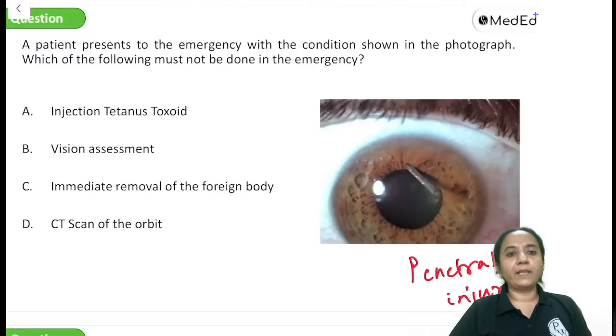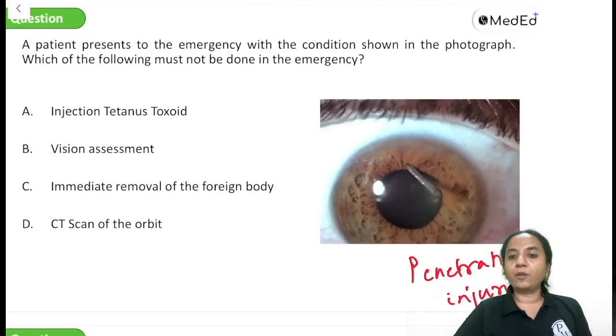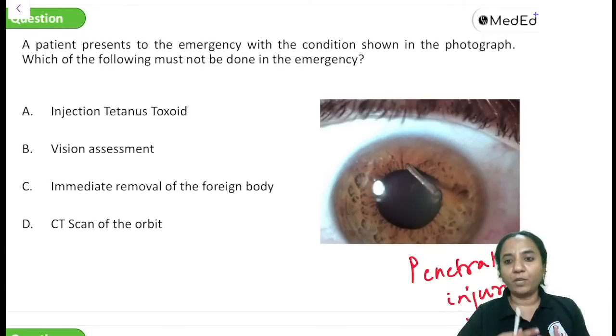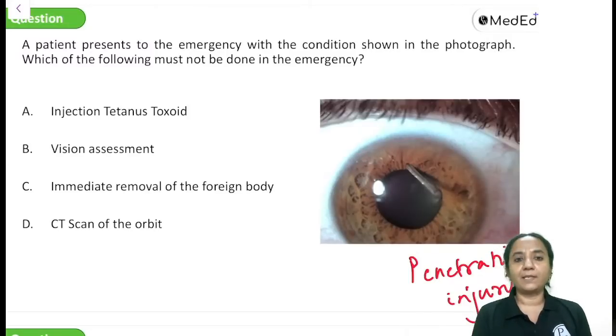So you will obviously give injection TT. You will do a vision assessment. You will do a CT scan of the orbit. Why? Because you want to see the extent up to which this nail has penetrated. You have to give injection TT, do a vision assessment to understand how much the eye has been damaged, and do a CT scan to see how much this nail has penetrated.